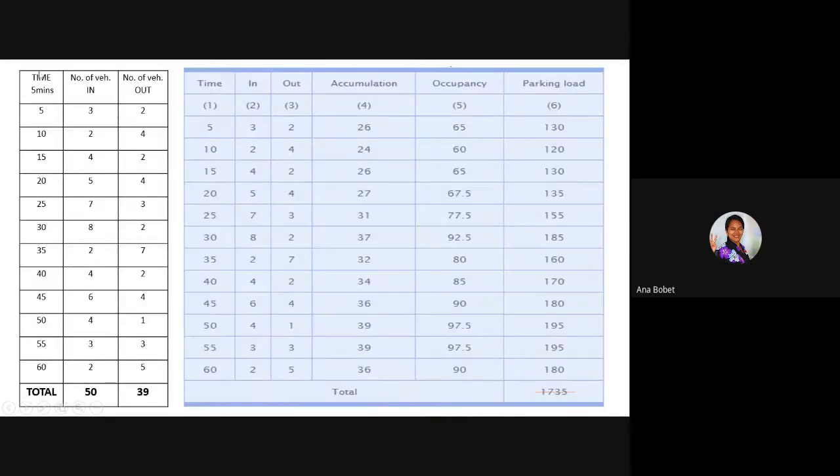So given that table kaganina, 50 ang total and 39 in versus out. Atong gibutang sa table 1 ang entry, 2 and 3, no? Time, in and out, and then data. So let's compute for accumulation, occupancy and parking load. Now may calculator.